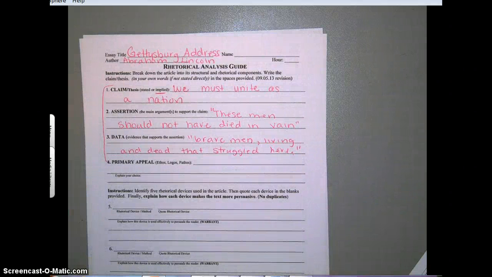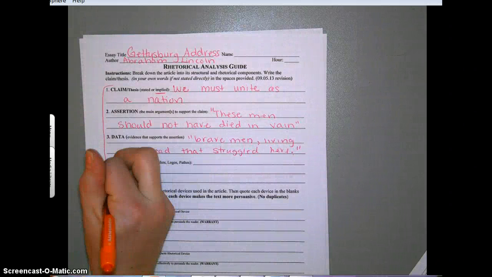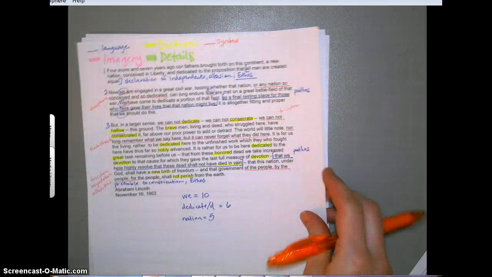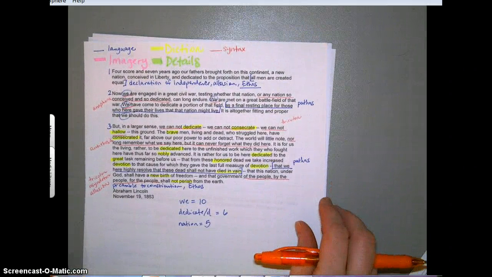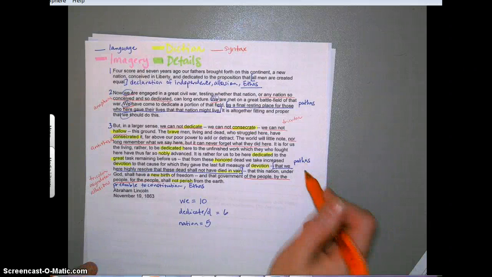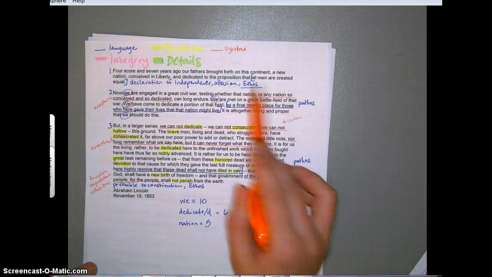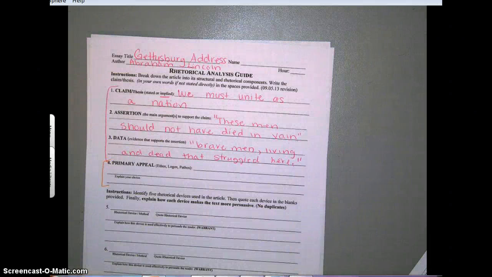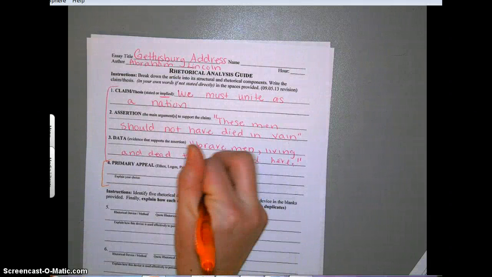So then after that, you're going to look at the primary appeal. And as you look at the primary appeal, you're going to be considering all the things that you marked in video 1. So when you look at this, what do you have the most of? Do you see a lot of pathos? Do you see a lot of ethos? Or do you see a lot of logos? Well, we see pathos. 2 out of the 3 paragraphs are pathos. So given that information, we would probably go back to the primary appeal and we would write pathos.